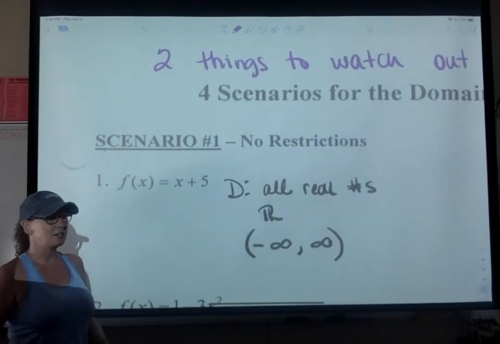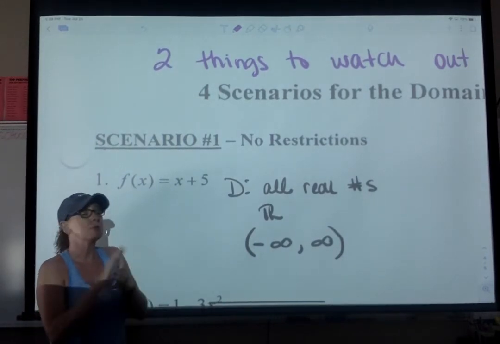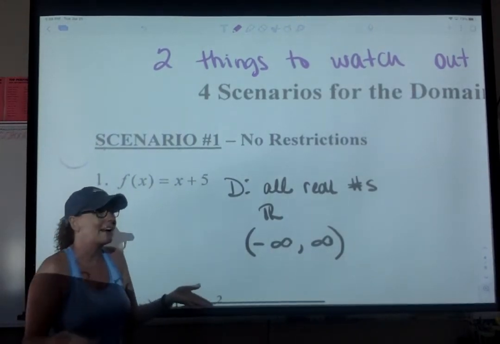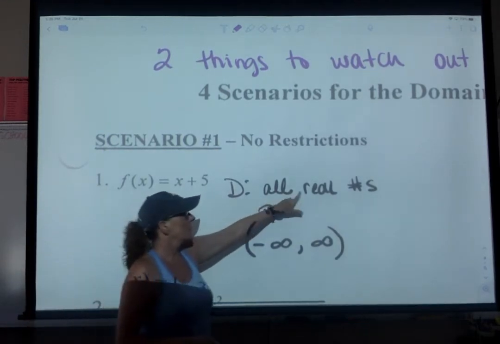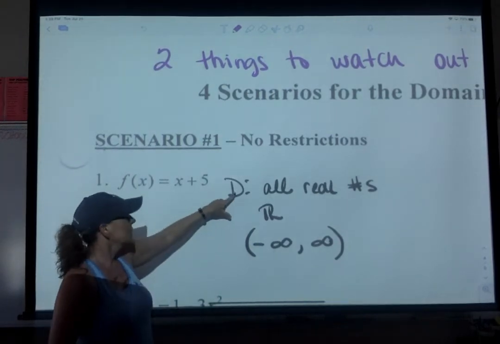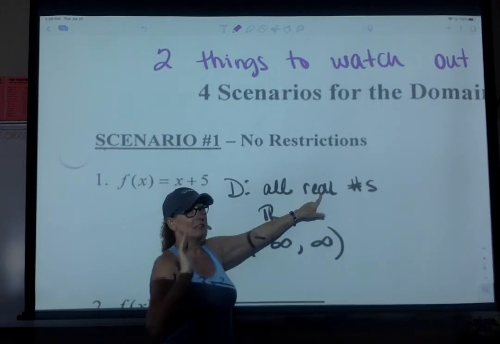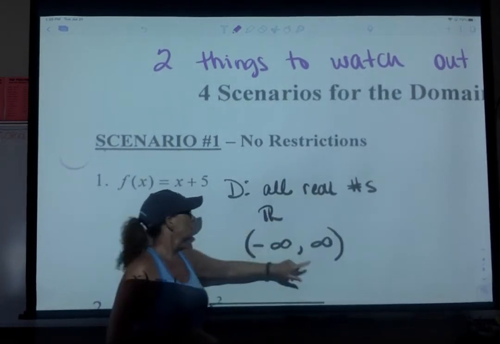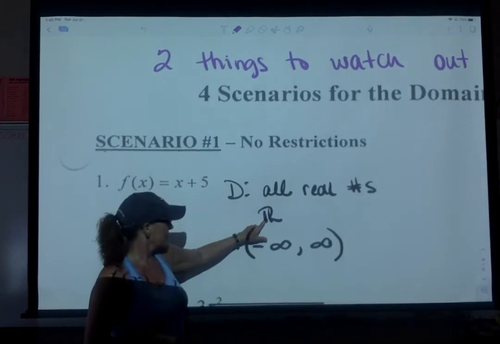Any number you want. Good, bad, ugly, negative, positive, radical. You can plug in pi. You have no restriction on what numbers you can plug in. So how do we say that? Well, you've heard before, my domain is all real numbers. I can plug in any real number that I want to. You've also seen it written with the funky capital R, all real numbers.